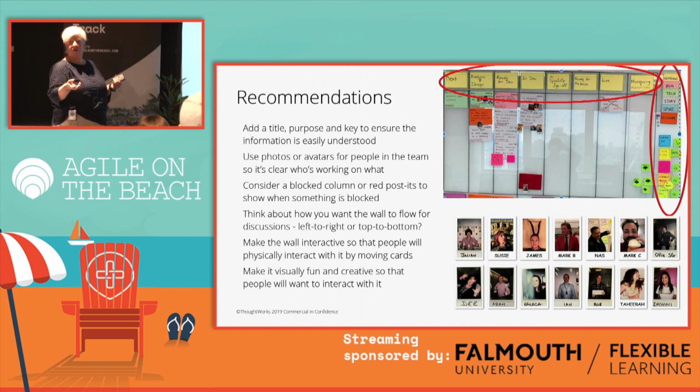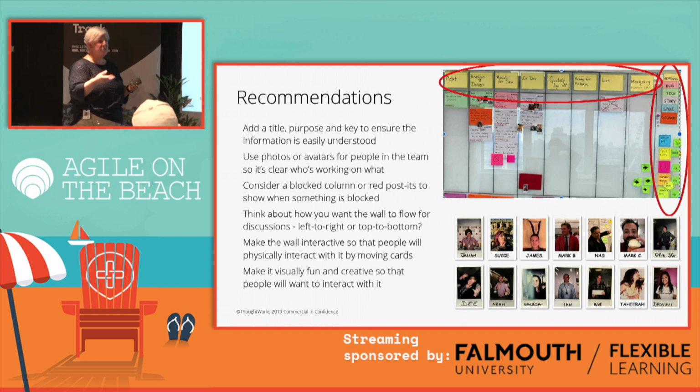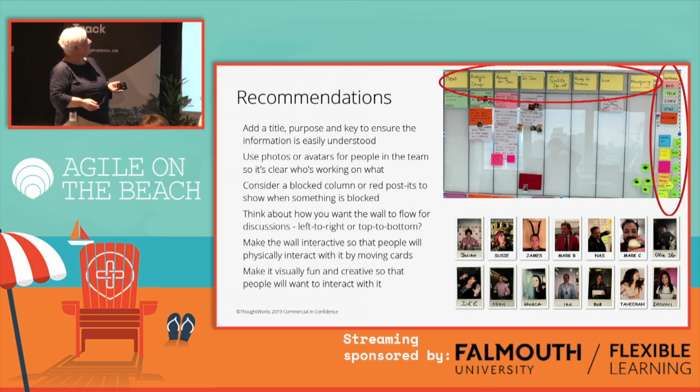Sometimes avatars are quite a fun way to go, and not everybody likes to have their photo taken. Consider having a separate column on a progress board for things that are blocked or waiting so that it's really clearly visible why you're not progressing on something, or just use a red post-it on that card with the blocker written on it, and maybe even the date that the blocker started so that you can track the progress of actually trying to resolve that.